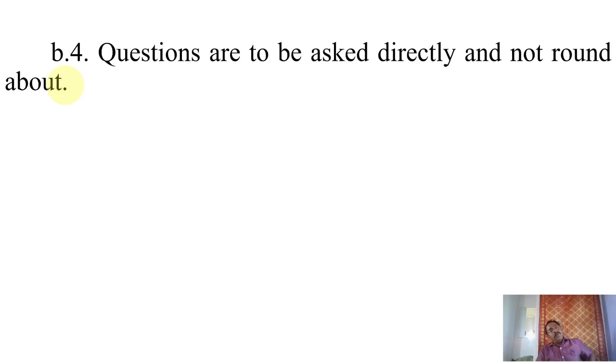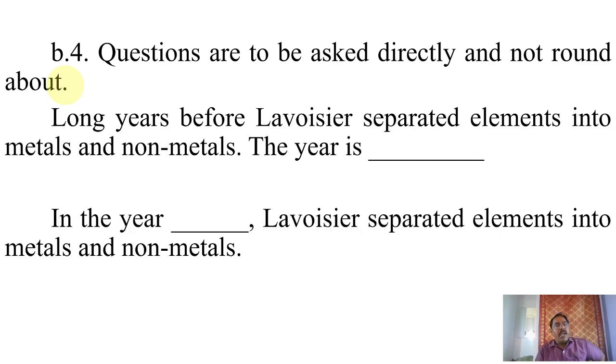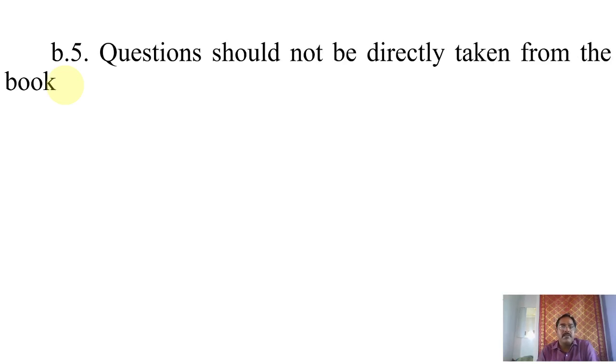B3 we know, that's why we left it, and B4, questions ought to be asked directly and not roundabout. Again, we had a similar example in one word answer questions. The same I have given, but in the form of fill in the blanks. Long years before Lavoisier separated elements into metals and non-metals, the year is dash. That is roundabout. Short means: in the year dash, Lavoisier separated elements into metals and non-metals. So the previous one is wrong and the present one is correct.